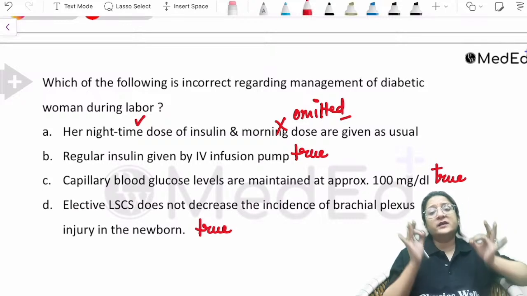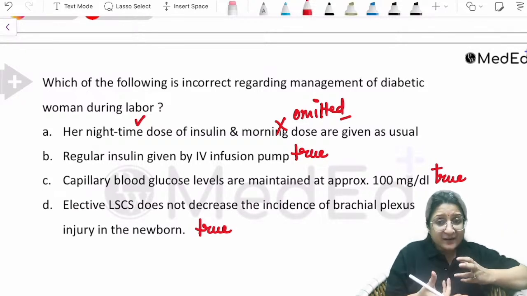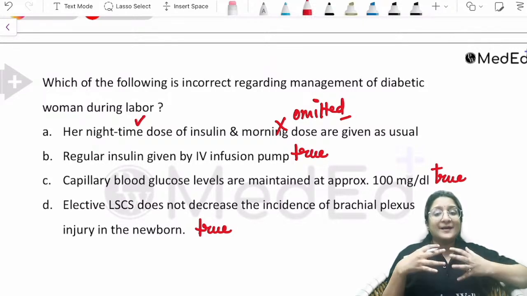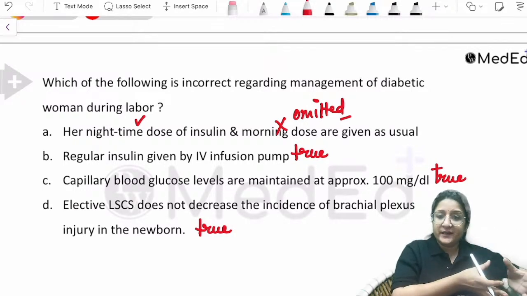Okay, so that is an important pointer here, because she's going to be in labor, she's not going to eat that much now, right? She may need an emergency cesarean section at any point in time, she may need anesthesia at any point in time, so she can't have a full stomach there, right? Anyway, she's going to eat less as compared to what she was eating a day before.